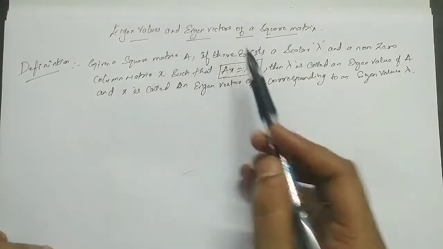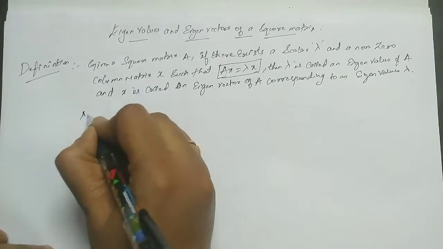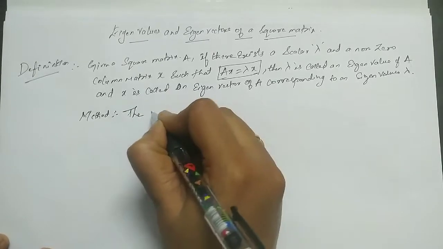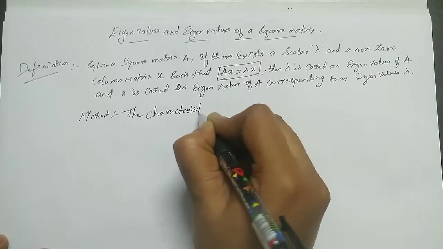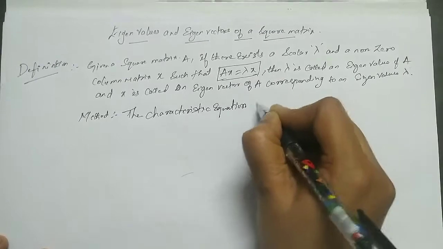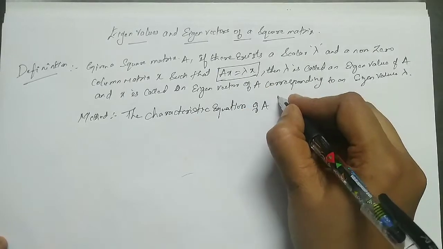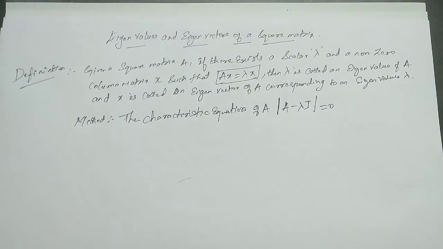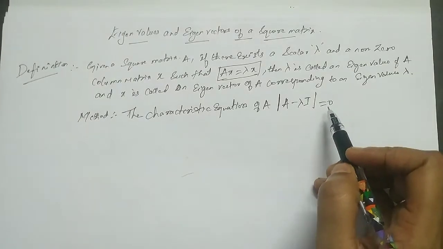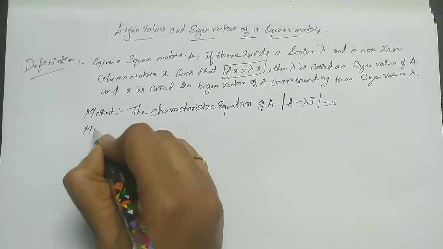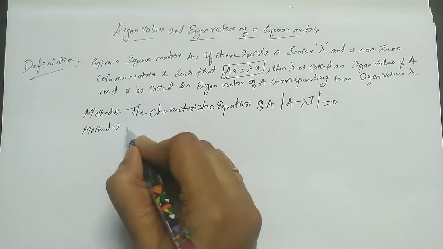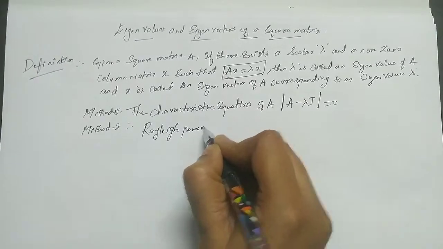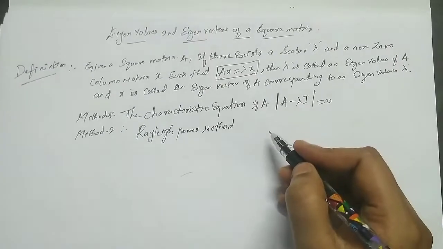To obtain an eigenvalue and eigenvector for a square matrix, we have two methods. The first method is solving the matrix by using the characteristic equation of matrix A, which is obtained from the determinant of A minus lambda I equal to 0. This is solved theoretically. Method 2 is where we use the concept called Rayleigh's power method. These are the two methods with which we can find the eigenvalues and eigenvectors.